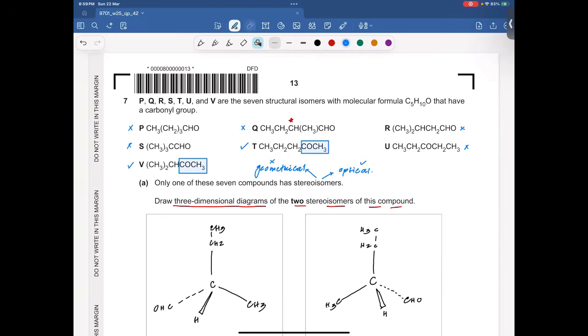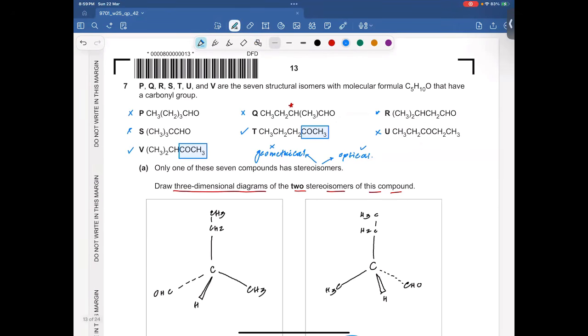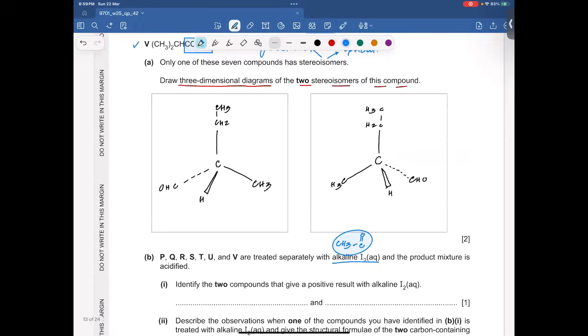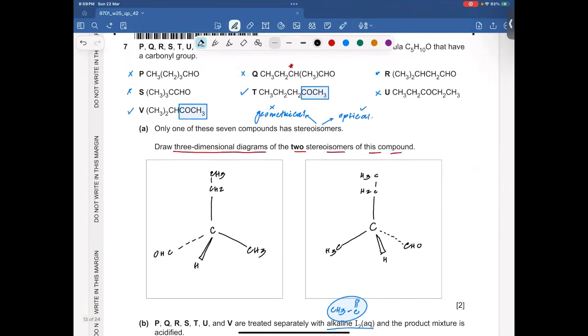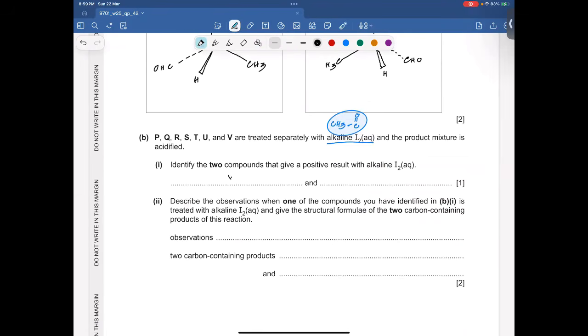And obviously these two compounds don't have a CH3CO group. So V and T both show the iodoform test. This is V and this is T.